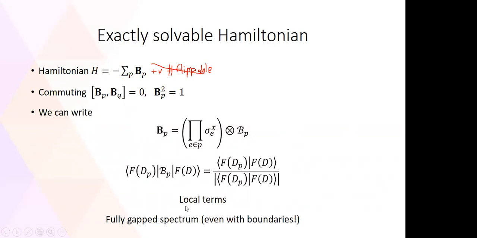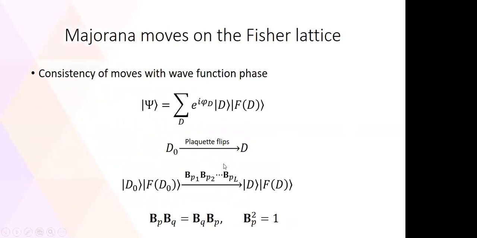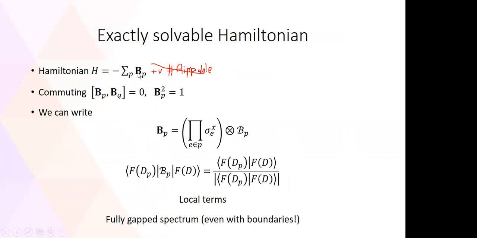In the paper they also show that you might worry this phase choice gives you non-local terms, but they show that it gives you a local commuting Hamiltonian. So since it is a Hamiltonian of local commuting terms, the Hamiltonian is fully gapped, even with boundaries.